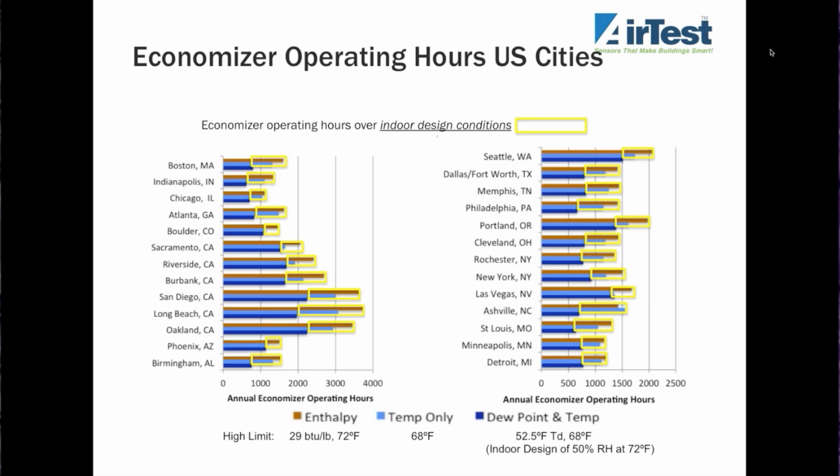The other thing to note is, of course, when an economizer is operating, CO2 control does not work. And so these hours, outlined by the yellow box, are hours where you're losing savings from CO2 demand control ventilation. You have marginal savings from economizer, if any, or maybe negative savings, and you're not reaping savings from CO2 control. So this is one of the reasons why we see the use of dew point and temperature as being an important economizer control strategy.